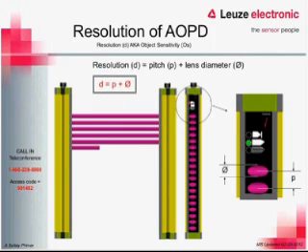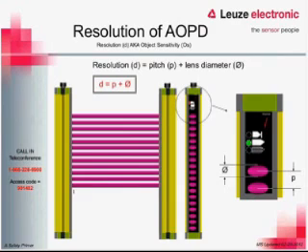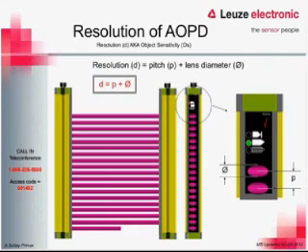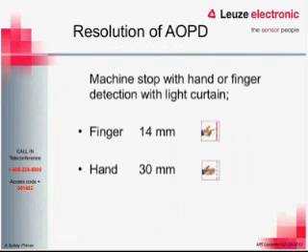So when we look at our resolution of AOPDs, the way we measure that is the pitch of each of the optic plus the lens diameter. And that gives us the distance from beam to beam, and that's where we come up with our resolution measurements. So normally when we look at light curtain resolution, finger safe is 14 millimeter, hand safe is 30 millimeter, then 50 millimeter and 90 millimeter, where we're more looking at body safe.